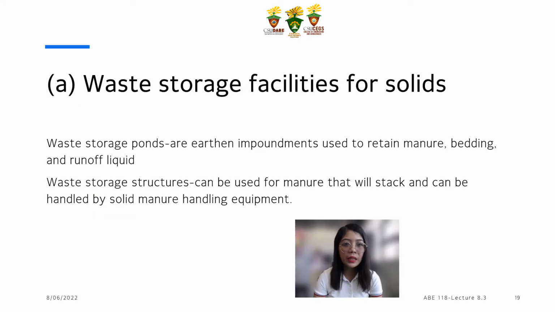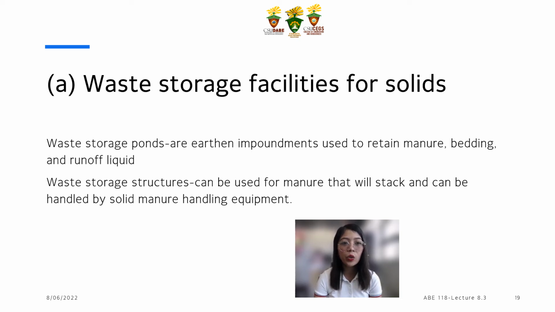So storage facilities for solid manure include the waste storage ponds and the waste storage structures. Waste storage ponds are earthen impoundments used to retain manure, bedding, and runoff liquid. So solid and semi-solid manure placed into a storage pond will most likely have to be removed as a liquid, unless precipitation is low or means of draining the liquid is not available. So the bottom and entrance ramp should be paved if emptying equipment will enter the pond.